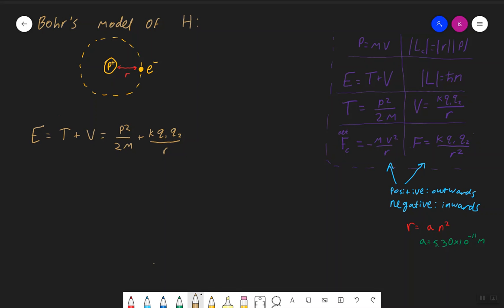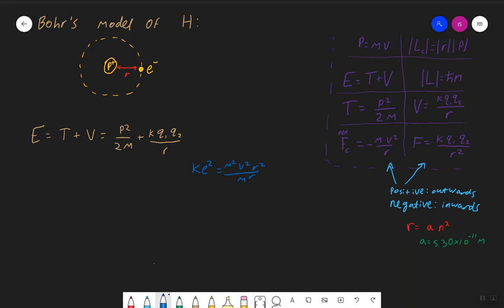And one of the things we found was this expression. We found that k e squared, I'm going to go back here, k e squared equals m squared v squared r squared over m r, that is, m v squared r.